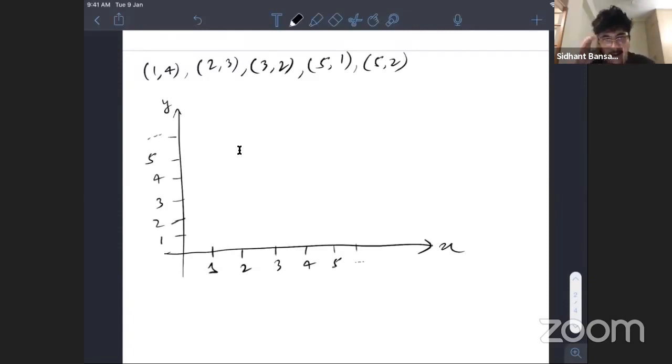Now the first point is at x1, y4. So here. The next point is at x2, y3. So here. The next is at x3, y2. So here. The next is at x5, y1. So here. The next is at x5, y2. So here. All right. These are all the points.